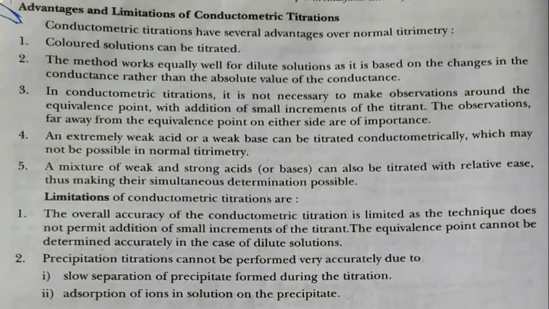What are the advantages and limitations of conductometric titration? It can be used for colored solutions. Then the method works equally well for dilute solutions, as it is based on the changes in the conductance rather than the absolute value of conductance.